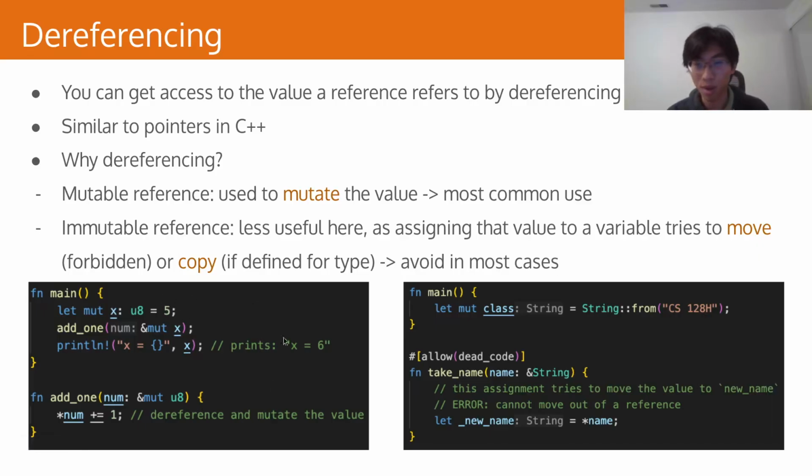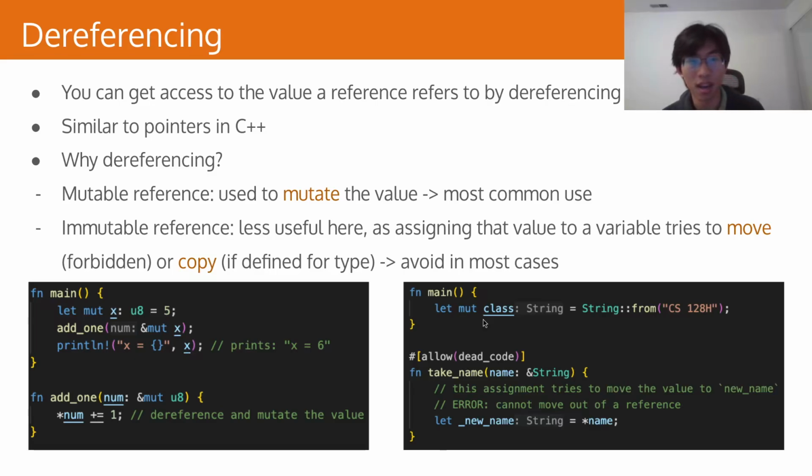So we'll walk through these code examples now. Here we have x as a mutable int, and then we'll take a mutable reference to it, and we'll pass it to the function add1. And then in order to actually change the value inside of num, we have to dereference it first. So the code is pretty self-explanatory.